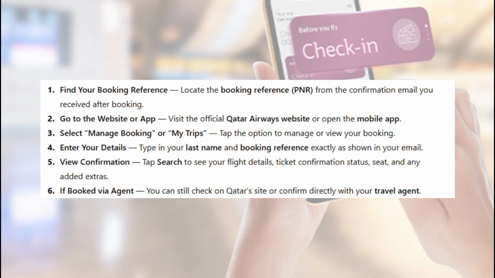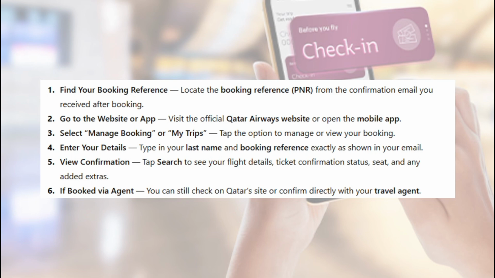First, find your booking reference. Locate the booking reference PNR from the confirmation email you received after booking. Then go to their website or application by visiting the official Qatar Airways website or their official mobile application.